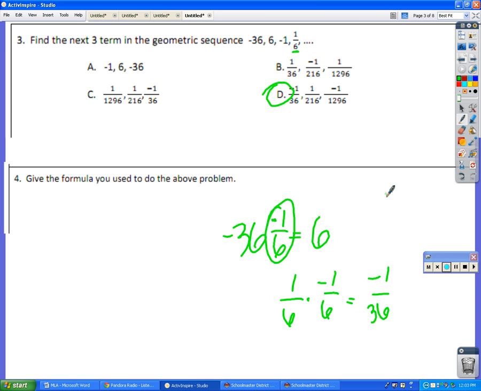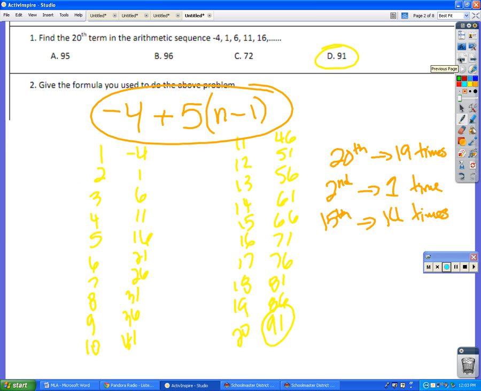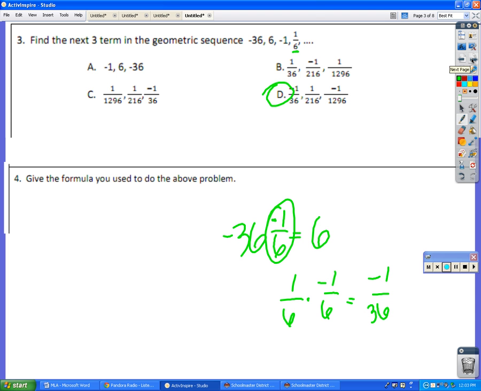All right, now I don't want you to freak out by number 4. This would be one of the things where there might be maybe 2 or 3 people in the room that will understand this, but I'm just going to go through it for them. Give the formula that you used for the above problem. It's the same deal as the last one. The last one we started with negative 4, so I'm going to start at negative 36.